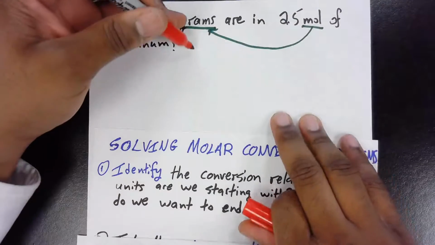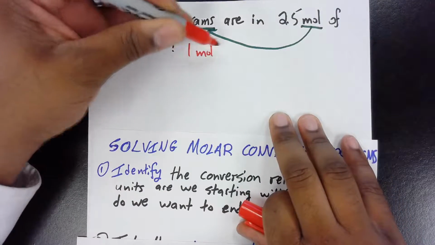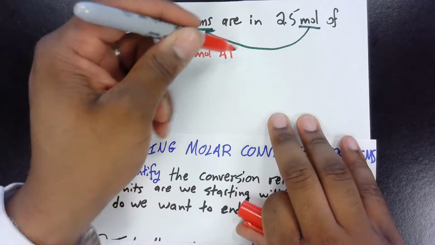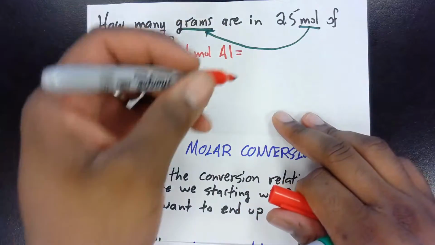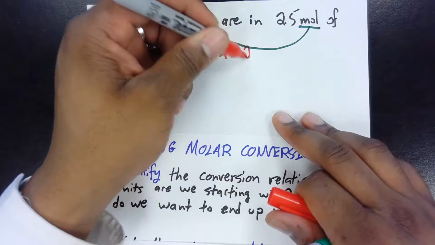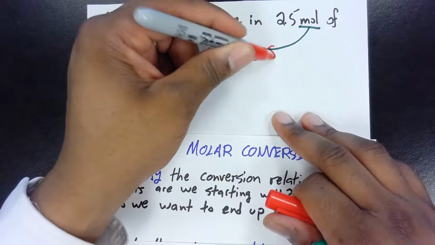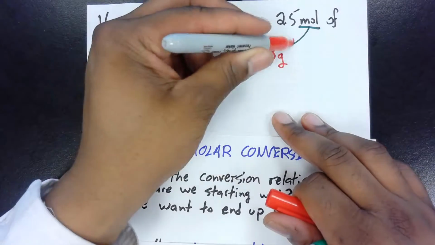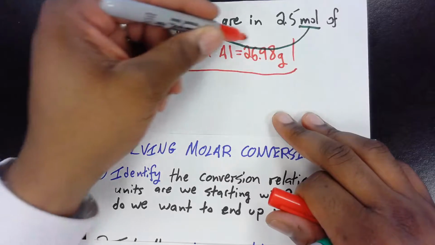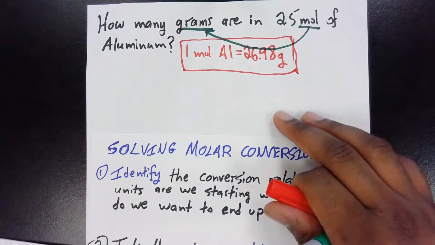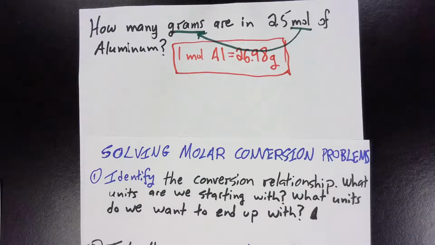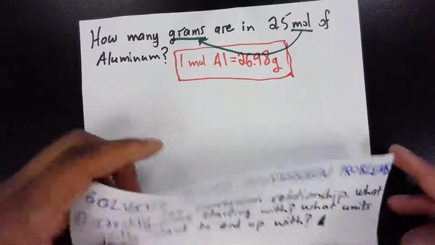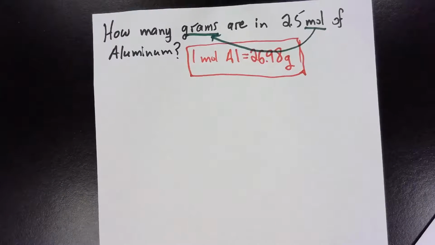So we're going to write that down. 1 mole of aluminum is equal to 26.98 grams. This is our conversion relationship, our first step. Now we are going to go to our second step.